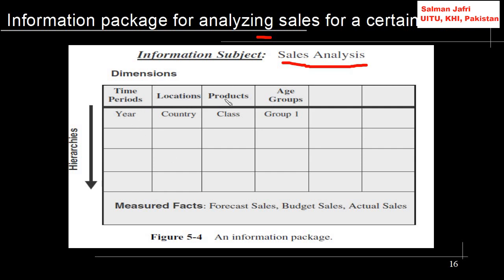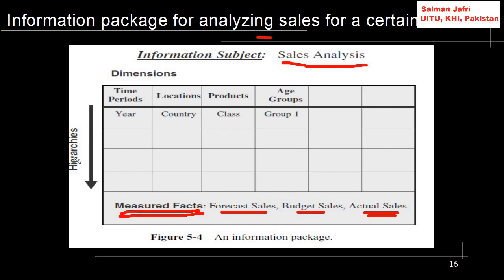And by using these dimensions in this subject, what are we analyzing? What is the measurement? How do we measure our performance? We measure our performance by the aspects of forecast sales, budget sales, and actual sales. So in this subject, we would be using these dimensions to measure these particular facts that would help us analyze how we are going. That is the performance.